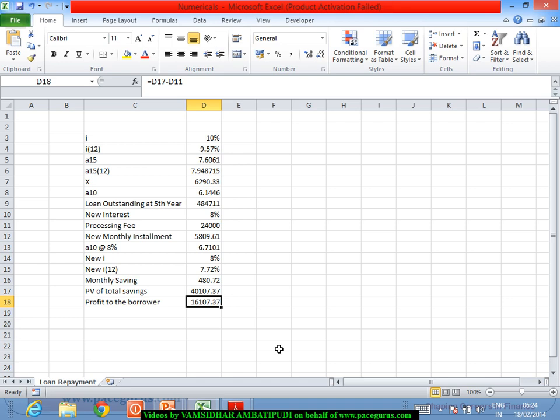So if at all I have to take a decision whether this is the right time for me to close down the existing loan and take a fresh loan, or use a fresh loan to pay off the existing loan, if I have to really evaluate between those various alternatives that are available, this is the way we really work forward. Is there any kind of a profit?